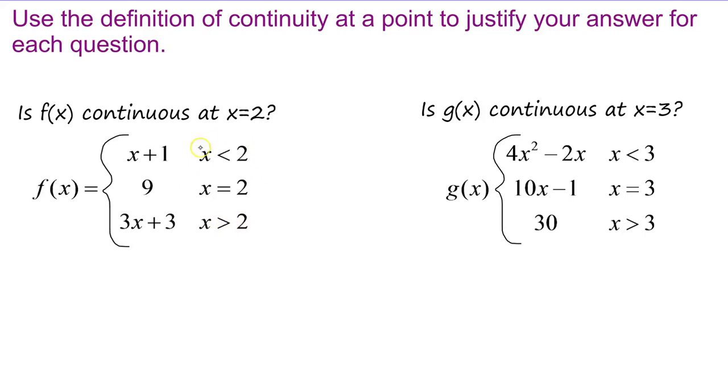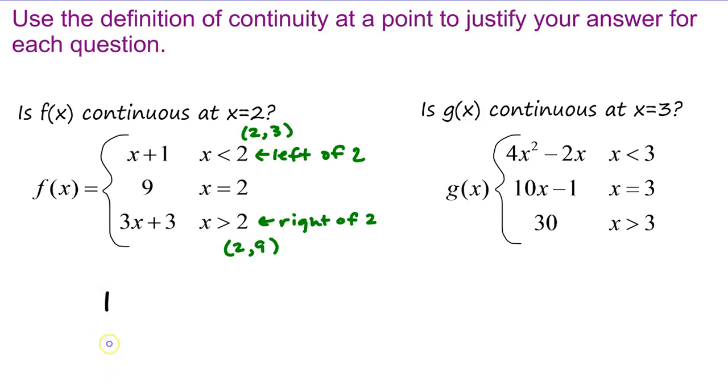What's happening to the left of 2? This is going to be left of 2, when x is less than 2. And what's happening to the right of 2? This is going to be right of 2. If we put 2 in here, 2 plus 1 is 3. So this would be the open circle (2, 3). If we put 2 in here, 3 times 2 is 6 plus 3 is 9. This would be the open circle (2, 9).